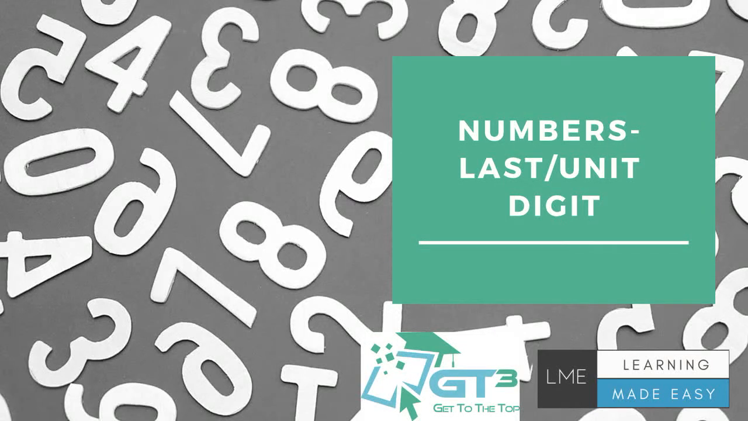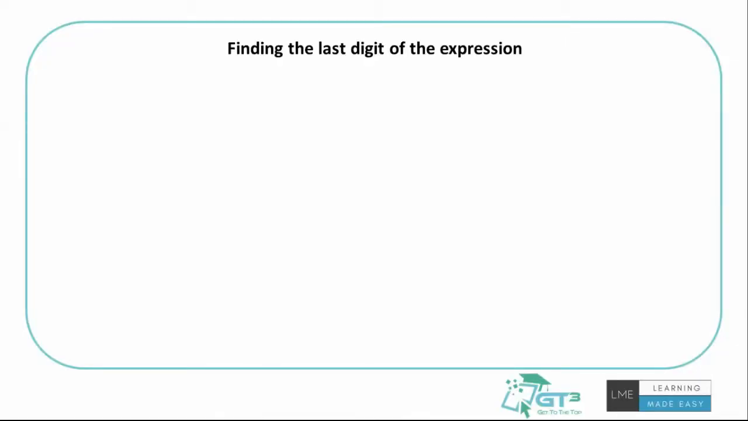Hello everyone, welcome to the class on finding the last units digit in the number systems topic. So let's get started. First, let's understand what we mean by the last digit of an expression. A simple number like 1, 2, 3, 4, that means 1234. What is the last digit?